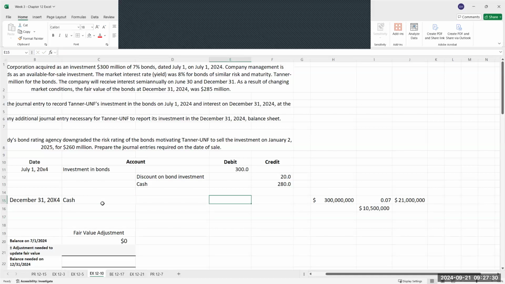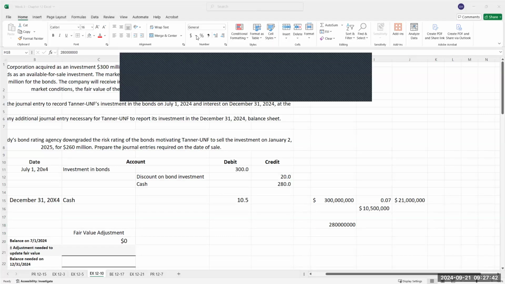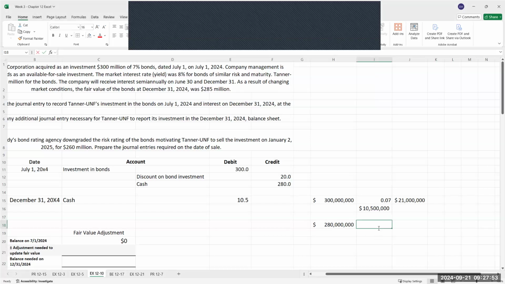And now we need to determine, all right, well, let's actually write the first part of the entry, cash, 10.5 million. And now we need to determine, well, how much is our interest revenue? So as mentioned in a previous problem, our interest revenue is based on the carrying value of the bonds. So 280 million. All right. And it's also based on the market interest rate.